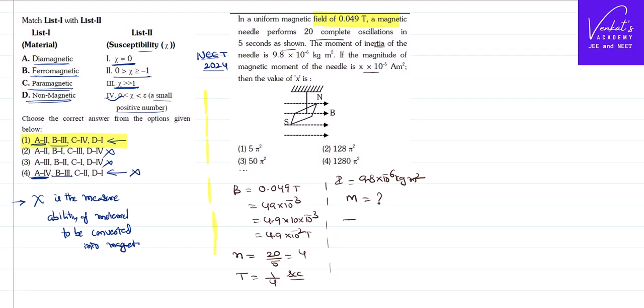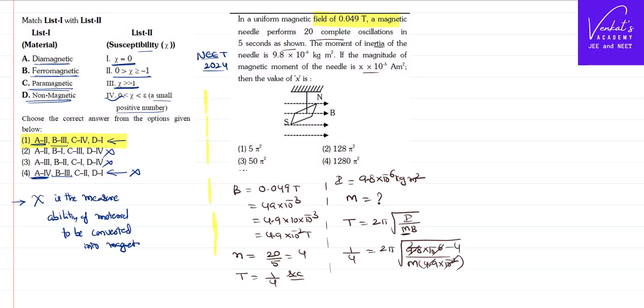That's the question asked. We can write the time period as 2 pi into root of I by mB. B is given, so only m is unknown, everything else is known. Just I need to substitute the data. Time period is 1 by 4, equal to 2 pi into root of I, which is 9.8 into 10 power minus 6. M we have to find out. B is 4.9 into 10 power minus 2. 4.9 is twice. Minus 2 gets cancelled and minus 4 will remain.